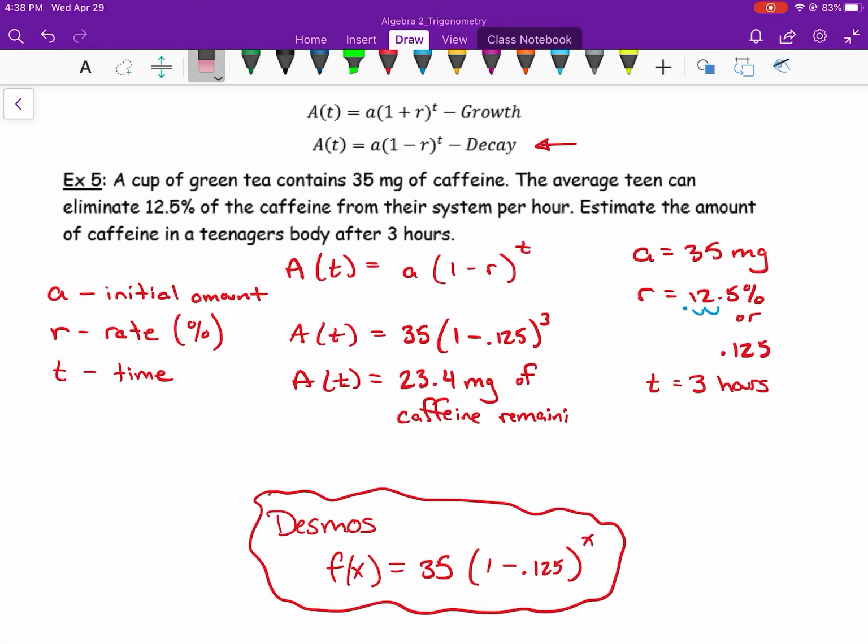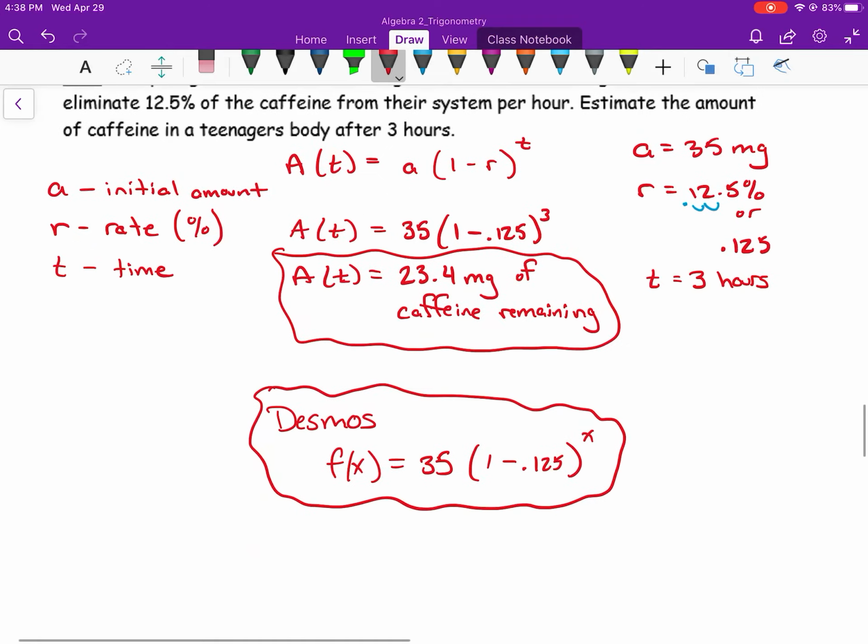Green tea is nasty, by the way. Sorry for those of you that like it.